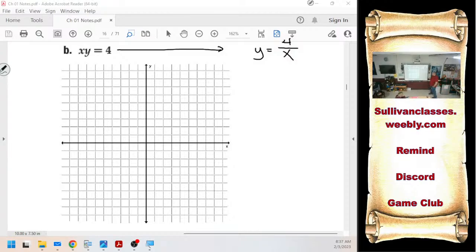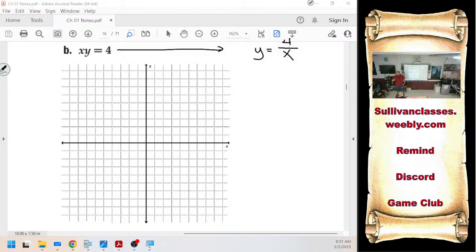But 4 divided by x, if you don't know how to graph that, graph it by table. What does it look like? Dump it in your calculator, what's it look like? Okay.